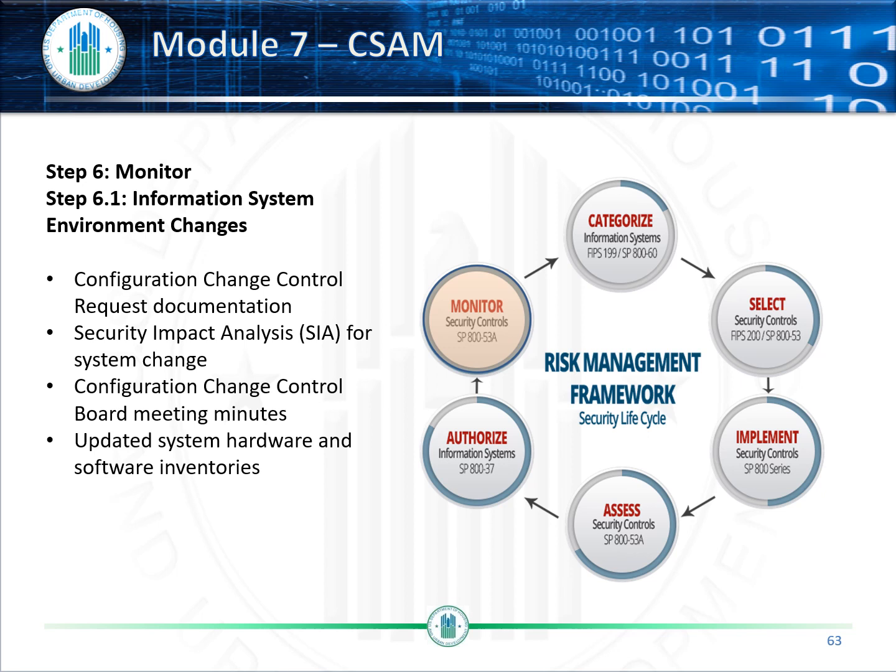There are 7 sub-steps in Step 6, Monitor. Step 6.1 is the Information System Environment Changes. The list for 6.1 shown in this slide identifies key activities and documents that are required to be uploaded to CSAM. These include the Configuration Change Control Request documentation, as needed, the Security Impact Analysis, or SIA, for system change, as needed, the Configuration Change Control Board meeting minutes, as needed, and the updated system hardware and software inventories, also as needed.